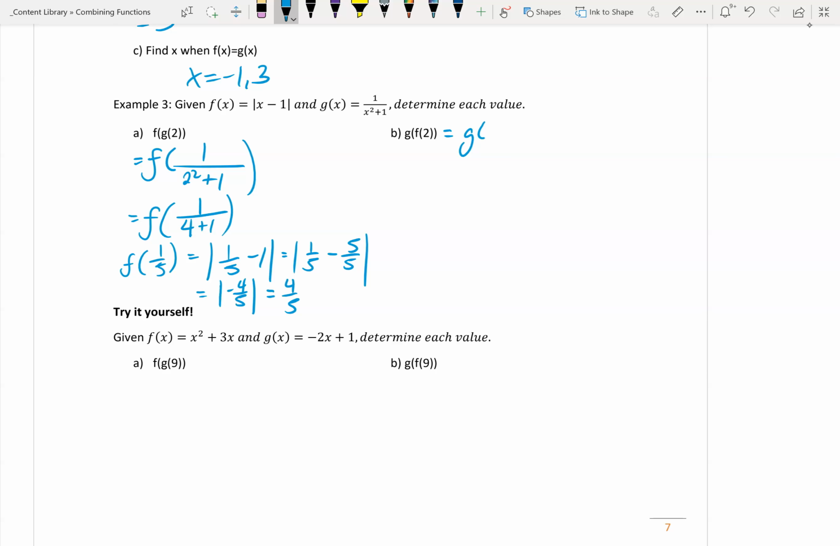So my f of 2, my f function is absolute value of x minus 1, but in this case I'm going to put 2 in for my x. Let me just simplify this. So 2 minus 1 is 1, absolute value of 1 is 1, so I'm looking at g of 1. My g of x function is 1 over x squared plus 1, but my x in this case is just 1. So our final answer is 1/2.